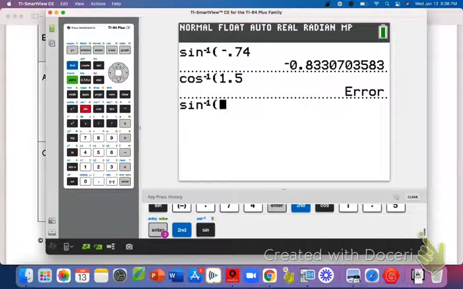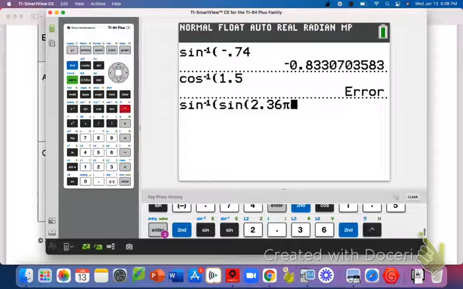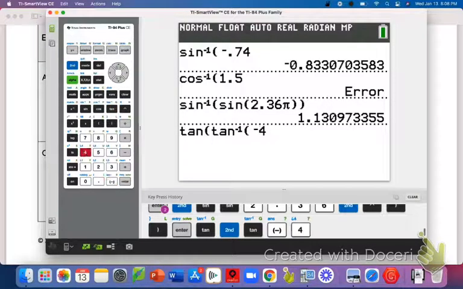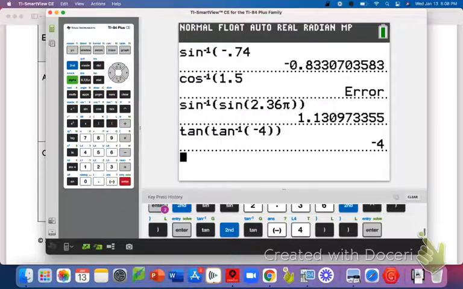C, sine inverse of sine of 2.36 pi. Close all those parentheses. Gets us about 1.13. And then D, tangent of tangent inverse of -4. Close all that. Gets you -4.